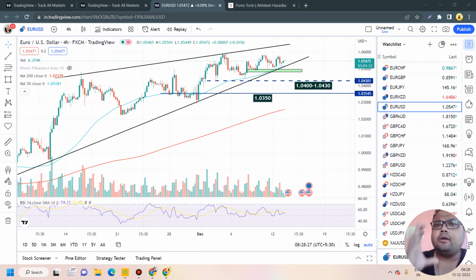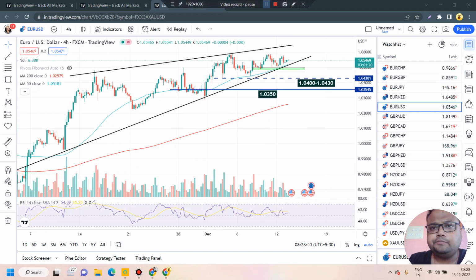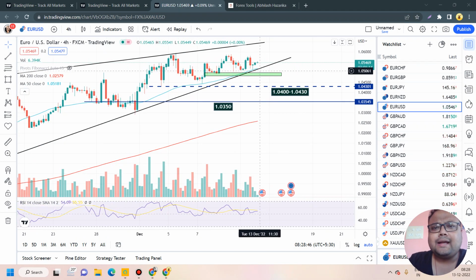So my dear friend, if you're already having a buy position on the chart of Euro USD, or if you have taken a buy position somewhere around here, then no need to exit, be on the trade. You can be on the trade, because we can still see that market, after taking support, is still going up.